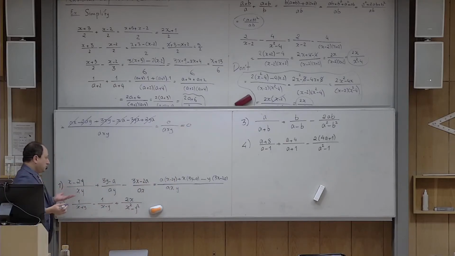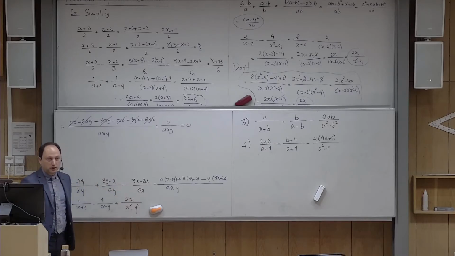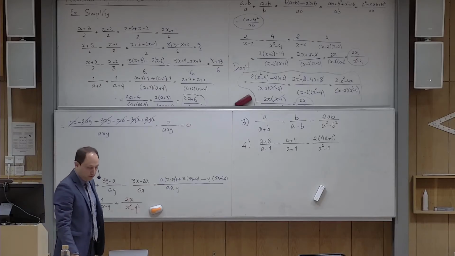So it doesn't matter what values for x, y, and a you choose, as far as the denominators are not 0, so you're not allowed to choose 0 for x, 0 for y, 0 for a. But if you respect this, then this is always 0, regardless of what value you choose for these variables.